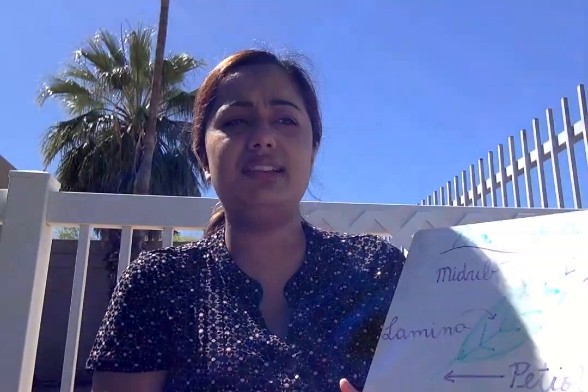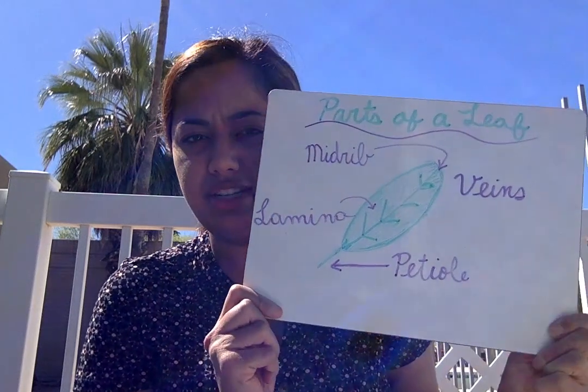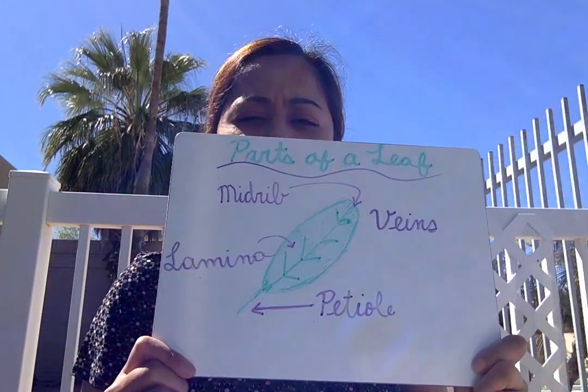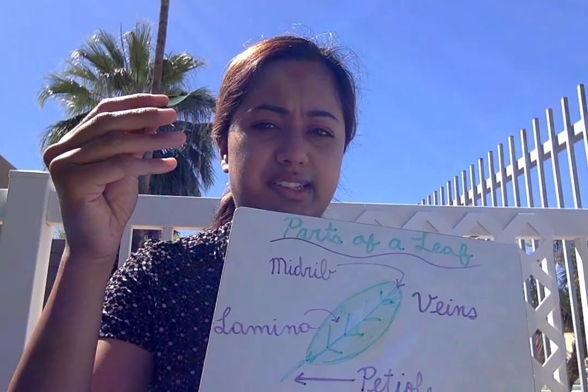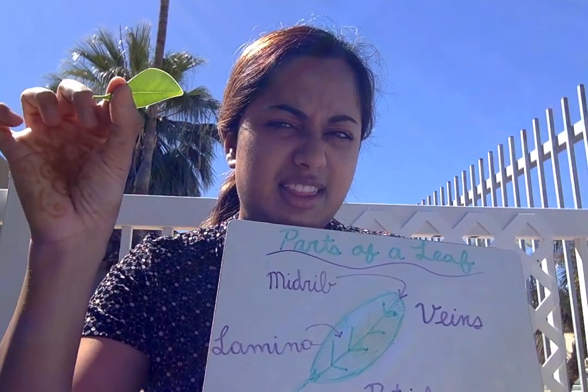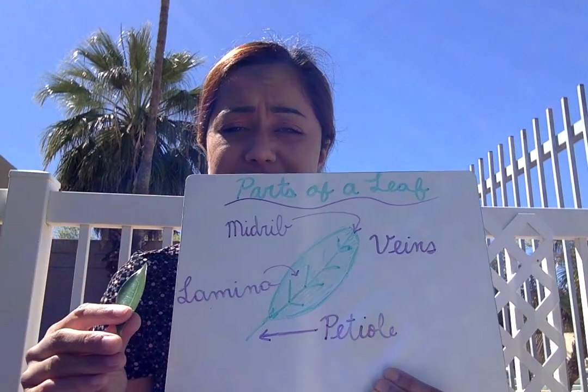So to begin with that, I wanted to start off with a quick review. You've all had the lesson on parts of the leaf. So I made this lovely chart. So we have the parts of the leaf. We have the petiole, which is this little part that connects the leaf to the stem.